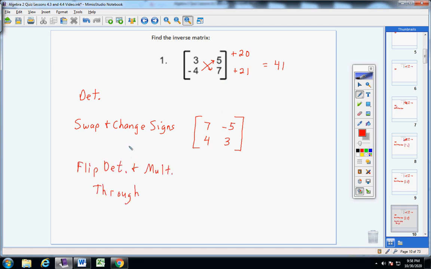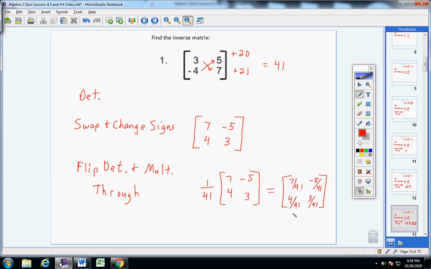Next, you flip the determinant and multiply the determinant through. So if you take 41, if you flip it, you get 1 over 41. And if you multiply it through the matrix like this, you will get this for your answer. Okay. A lot of you missed a lot of points on this one because there's 4 steps. Find the determinant, swap the signs, flip, and multiply through.